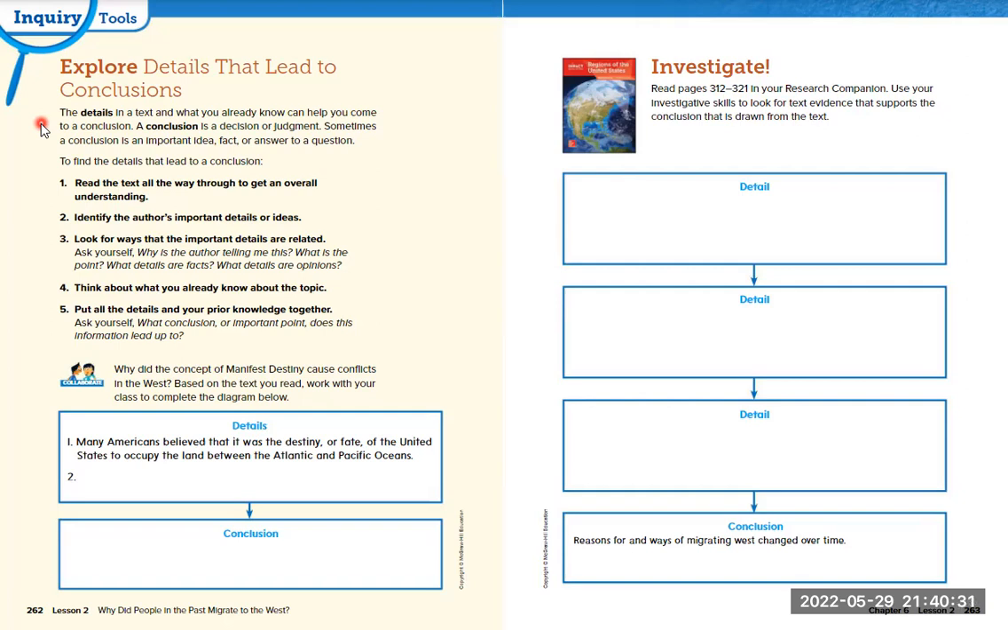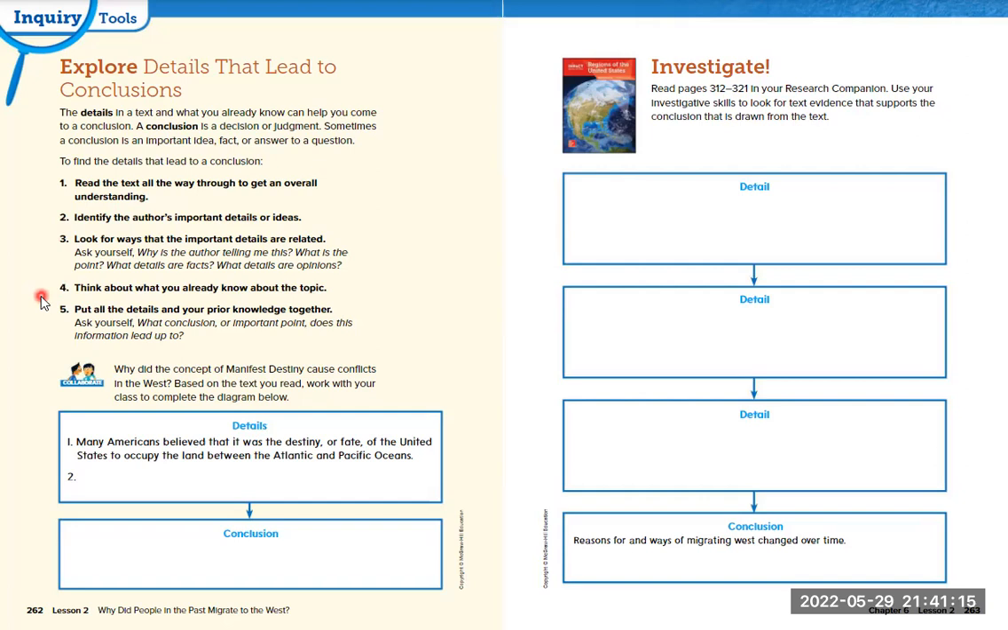Second, you have to identify the author's important details or ideas. So you need to figure out, what are they trying to say? You need to figure out what information they are giving you. Those are your details. Then you're going to be looking for ways that the important details are connected or related. So ask yourself, why is the author telling me this? What is the point? What are the facts, details? What details are opinions? So which ones are the author saying, I think that it is this? That would be an opinion. If you were saying that this is the 4th of July, that would be a fact. It is a statement that is true, no matter who says it.